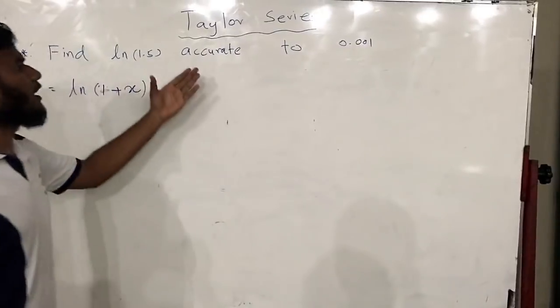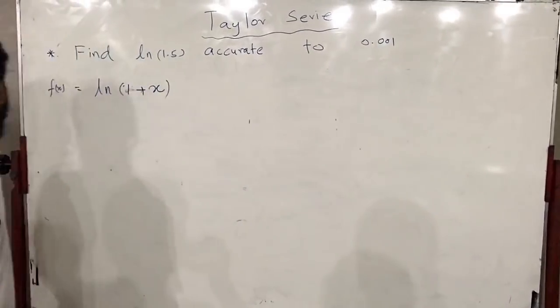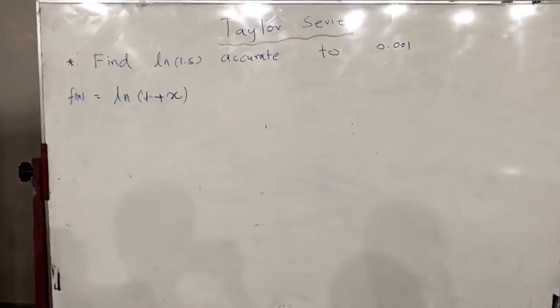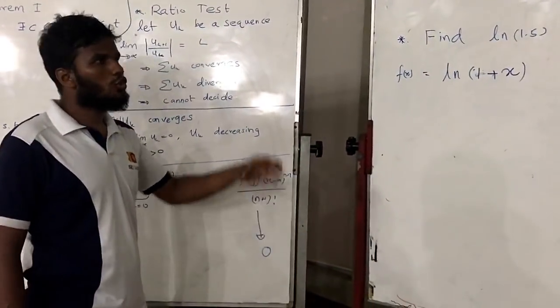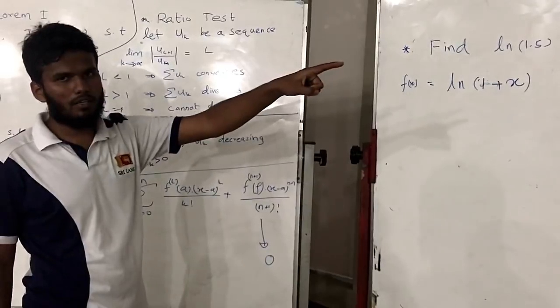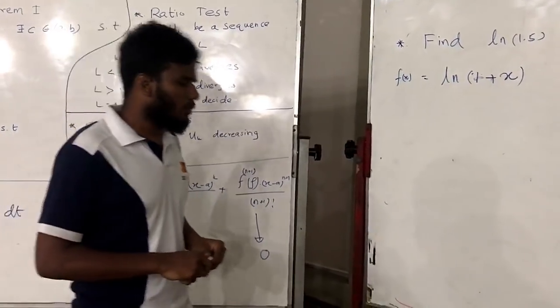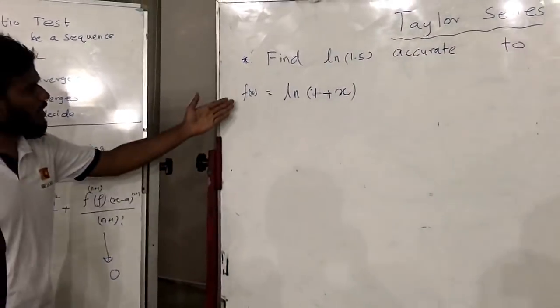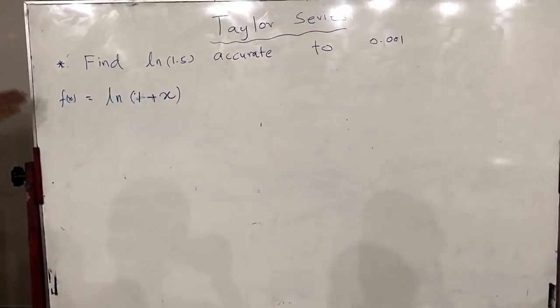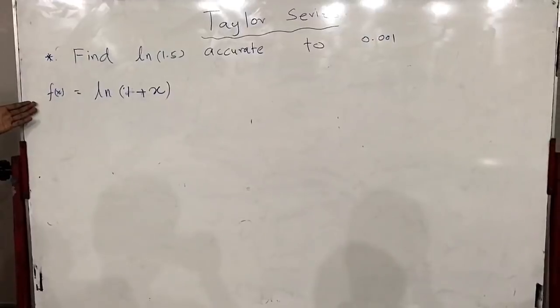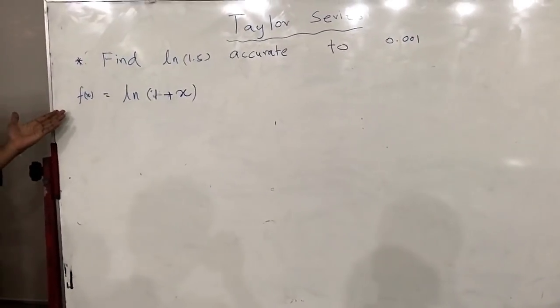We are given accurate to 0.001. So our remainder, this is the error for our problem. This error should be less than 0.001. So let's ask, can we use Taylor series for this f(x)? Absolutely yes. It is n + 1 times differentiable. So we can use Taylor series for this f(x).